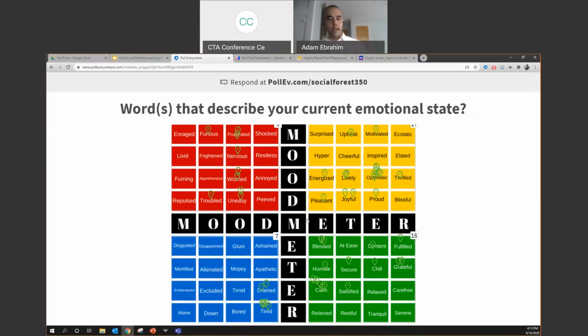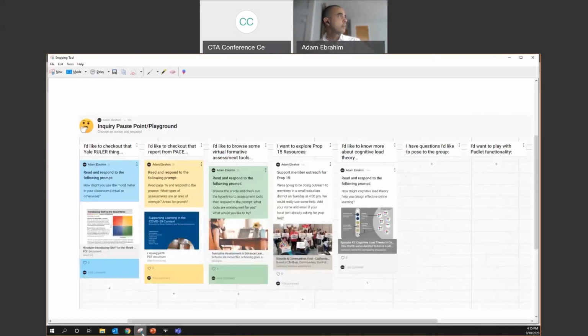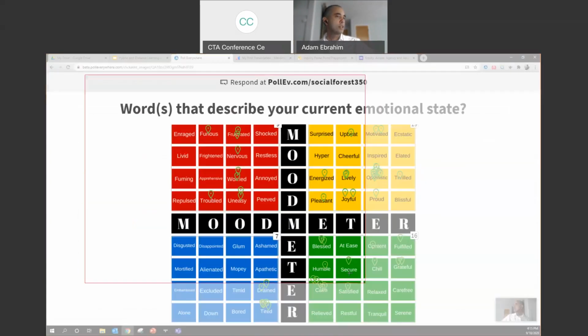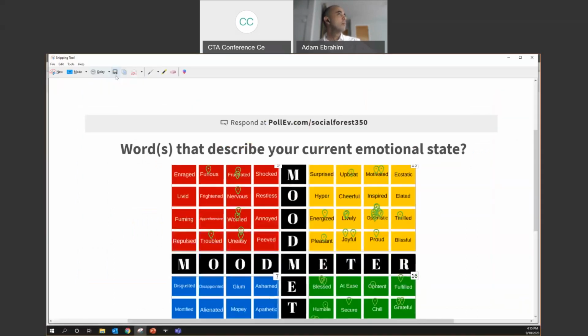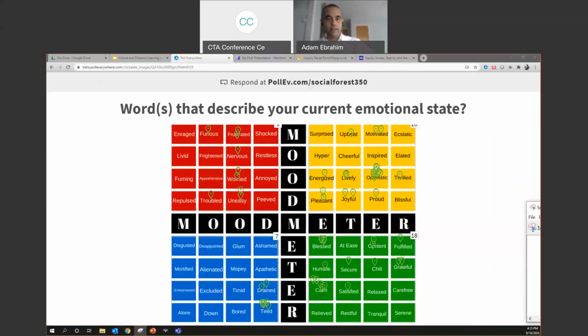Look at that. So it's a combination of things. I'm going to grab a screenshot because that is just so cool. We're using Poll Everywhere, but in this case, we're using it to gather real-time student data about how they're coming to us, how they're showing up. And students are having to make decisions, shades of meaning between different pieces of language that represent their emotional state.